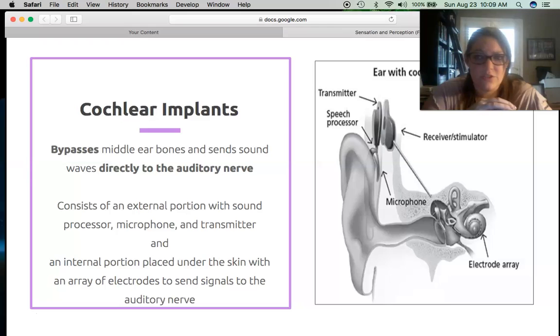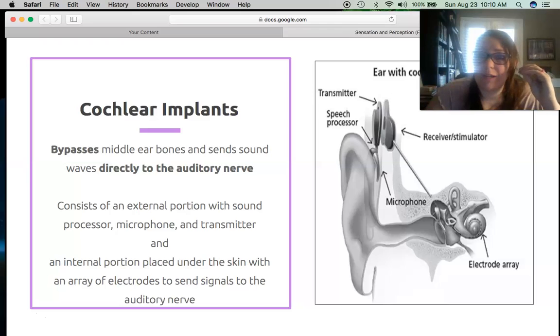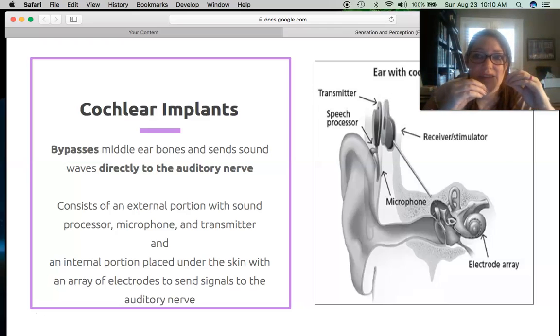Cochlear implants are really interesting and relatively new technology, where people that have hearing loss or that are born deaf, we can bypass those middle ear bones that may not be vibrating and send sounds directly into the auditory nerve. So we have an external portion with a sound processor and a microphone, and it's going to transmit information, sound, directly to the auditory nerve via electrodes. So we're just going to bypass that whole vibration bit and go straight to the source, where we're going to convert these sound waves into electrical impulses.